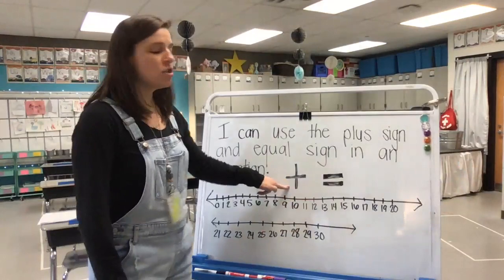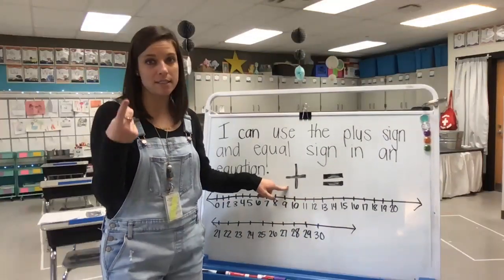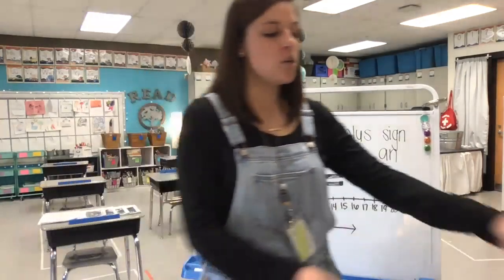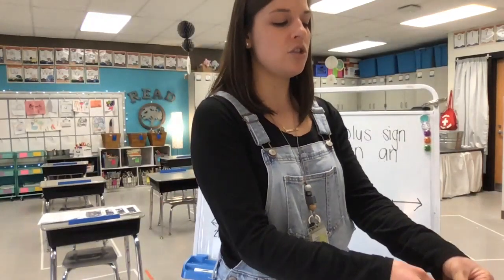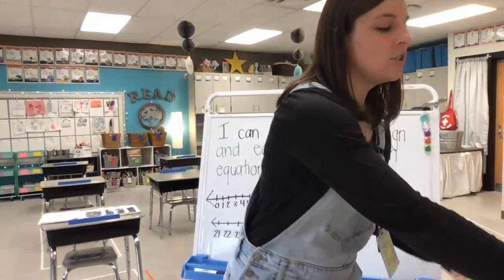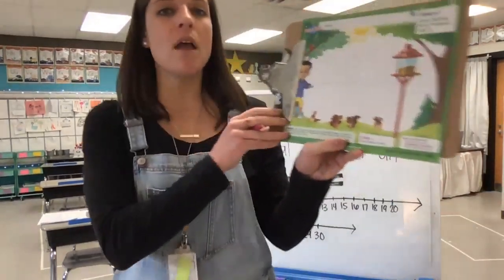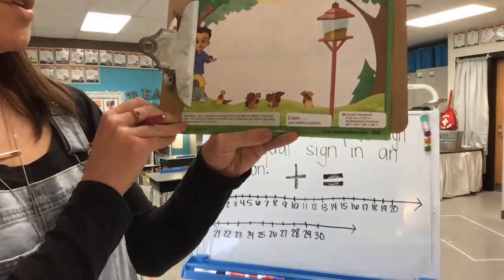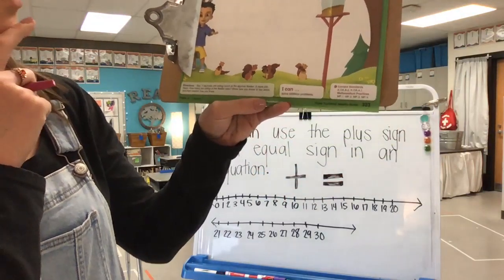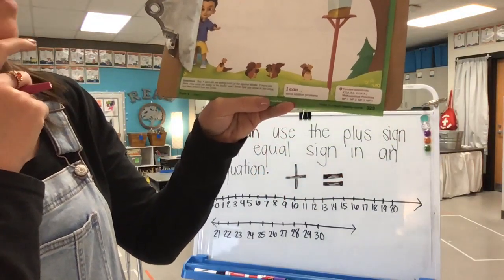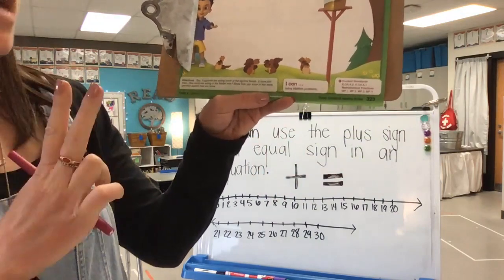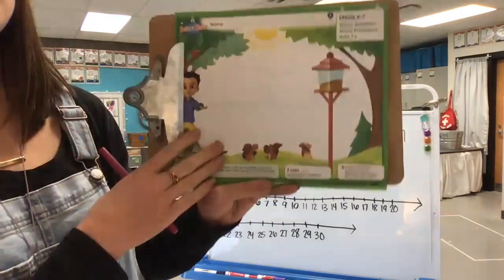So we have our addition symbol or plus sign, and then our equal sign. Today, we're going to use our pencil to help us illustrate and write equations to match. Our solve and share says that 4 squirrels are eating lunch at the feeder. 2 more join them. How many are eating at the feeder now? Show how you know in 2 ways and then explain how you know.